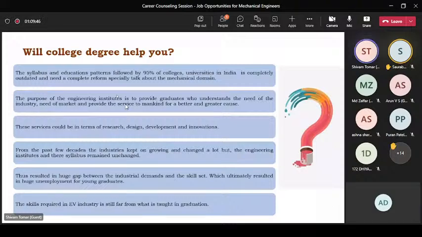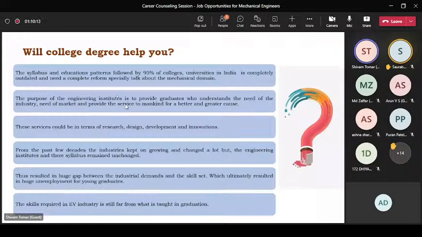Over the past few decades, industries kept on growing and the challenges changed a lot, but the engineering institutes' syllabus remained unchanged. Nothing changed in the colleges and universities, except some IITs and IIMs. This resulted in a huge gap between industrial demand and skill set, which ultimately resulted in huge unemployment for young graduates.